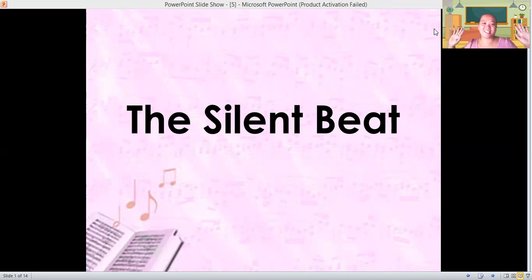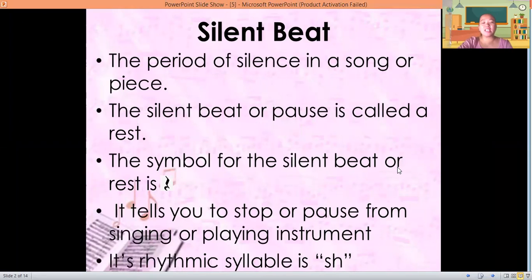Teacher, teacher, teacher. Okay, so last time in our music, we learned about the steady beat. But this time we are going to learn about silent beat. Okay, silent beat. So what is a silent beat? A silent beat is the period of silence or the quietness in a song or piece. It means it's quiet. You cannot hear any sound, okay?